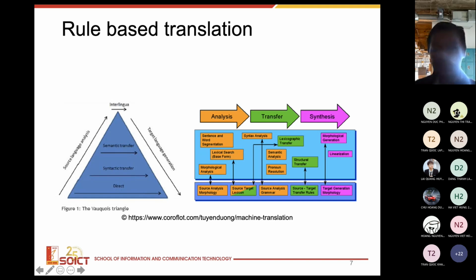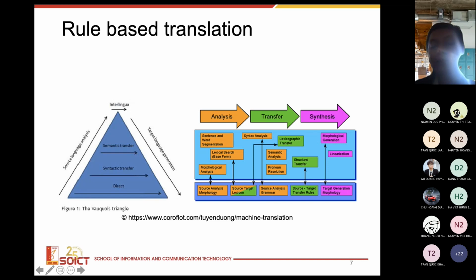Okay, so it consists of 3 big steps: the analysis stage, transfer stage, and synthesis stage. The analysis stage is to analyze the source sentence, to understand it. For example, you do morphological analysis, lexical analysis, sentence and word segmentation, right? And from that analysis, you go to the second step of transferring the source to the target. For example, you do the lexicographic transfer, to transfer word by word, and then you do a structure transfer to fix the grammar, and here we use the source-target transfer rules, right?